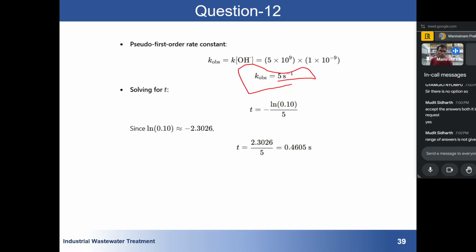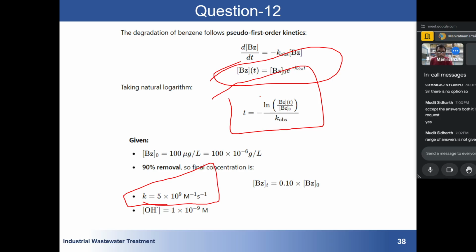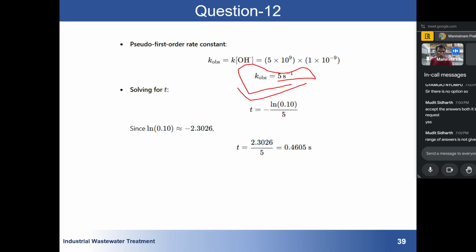Meaning your rate constant won't be 5 into 10 to the power 9, but the k observed will be 5 per second. You will put this k here, with the initial concentration and final concentration, which you all know. Then you can find the time required. In the question it said we have to do it within 30 seconds, but here you can see the target was achieved within a few seconds, that is 0.46 second only.